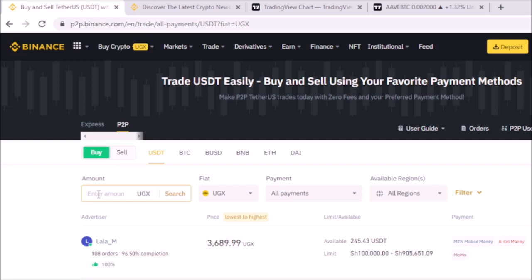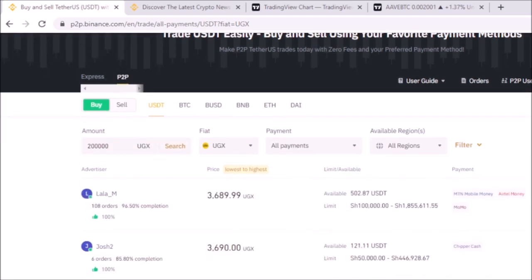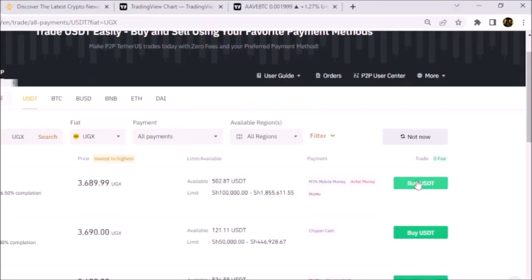Let's say right now I need to transfer like 200,000. So I will search for a person who can categorically transfer that amount. Once I have found that person, I see his limit and maximum and the payment methods, of course. Once I've got that person, I'll go on Buy.